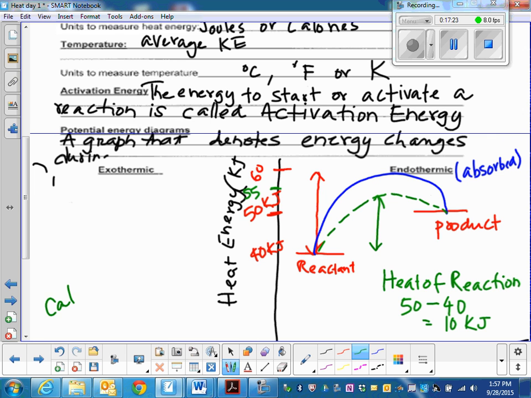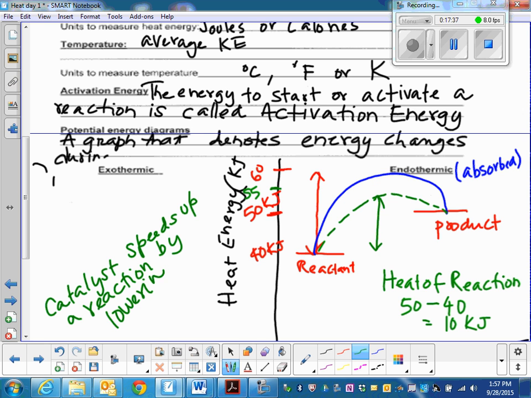So, how does a catalyst speed up a reaction? A catalyst speeds up a reaction by lowering what? By lowering activation energy.